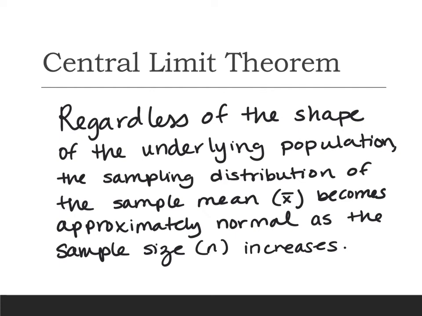Regardless of that beginning shape of the population. Now, of course, we started with a skewed population, a skewed distribution. So it didn't matter. As our sample size increased, we finally got to a bell-shaped sampling distribution.